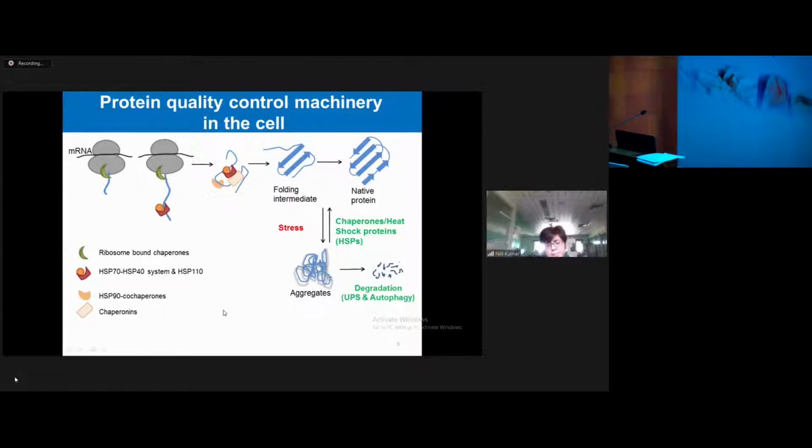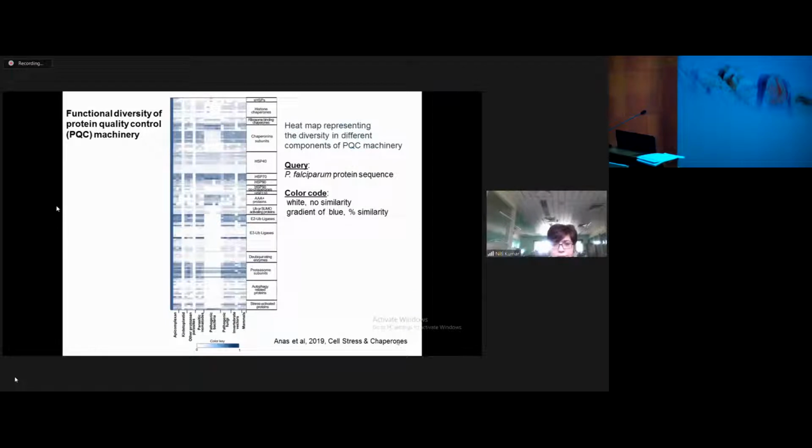Now, the interesting aspect is that the parasite harbors a very metastable or aggregation-prone proteome. So how is it able to maintain it in a functional state despite the environmental conditions encountered during its life cycle? So we probed into different components of protein folding and degradation machinery and did a proteome-wide analysis to see have they diverged significantly. So this is a heat map showing different components of the PQC machinery, and the color code, the gradient of blue, darker the blue color suggests higher similarity, and lighter blue or white, in fact white shows no similarity.